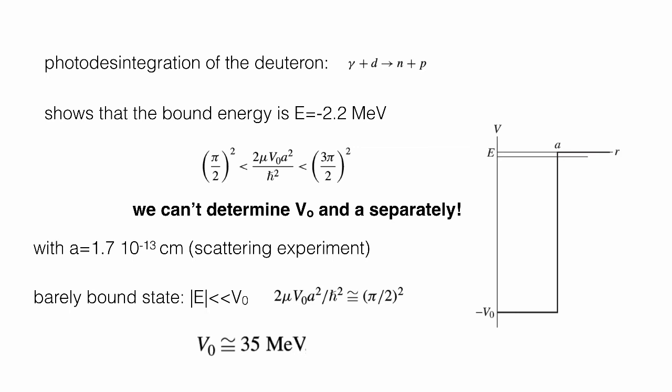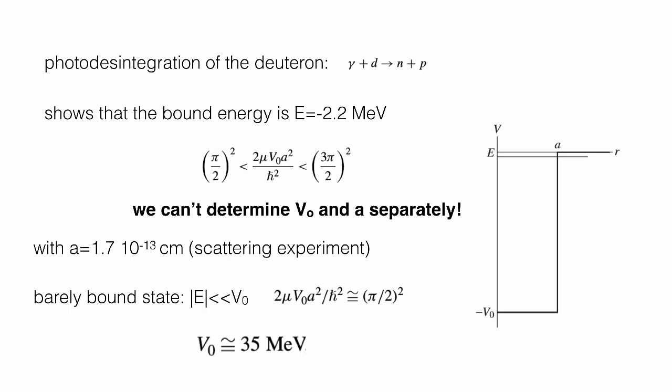Remember, the ground state for the hydrogen atom, the electron in the hydrogen atom, was minus 13.6 eV. So this one is, again, more than 6 orders of magnitude larger. So this is a very strong interaction. This is why we call it the strong interaction.